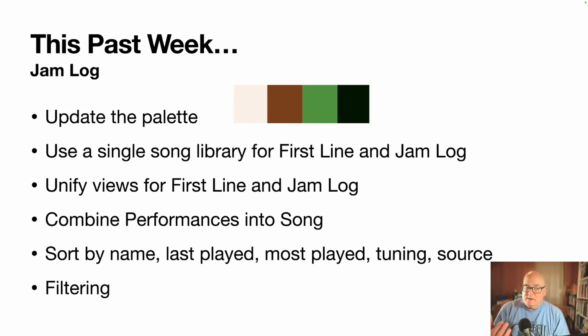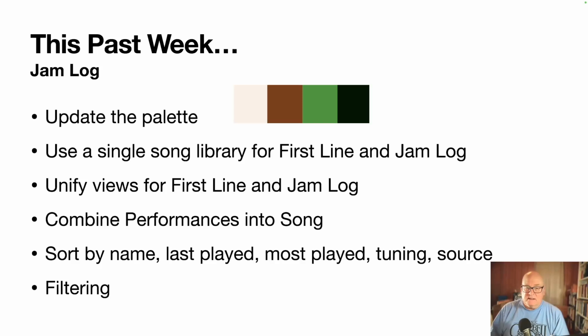We worked on the sorting. So now you can sort by name, by last played, by most played, by tuning, by source. There might be one more. And we use different ones. The first line view for hammer dulcimers doesn't have the tuning because they don't care about the tuning. They don't use that concept. And the performance one has the last played and most played. So it's various sorting capabilities focused on the particular screen.